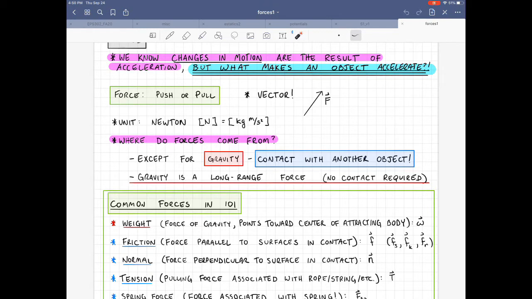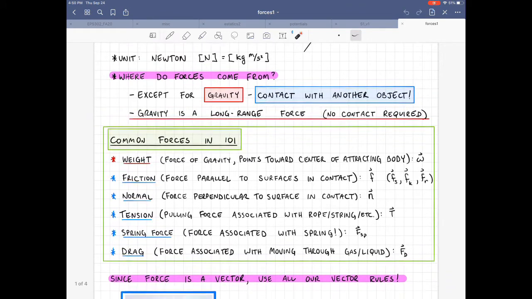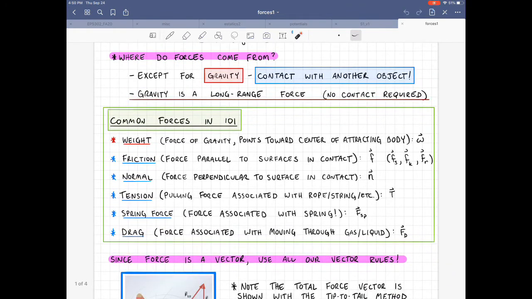So what this means is that if you're trying to analyze the forces on an object, the only forces you can get are the force due to gravity and then contact forces between your object and anything else in the problem. So some common forces that we're going to use in 101.